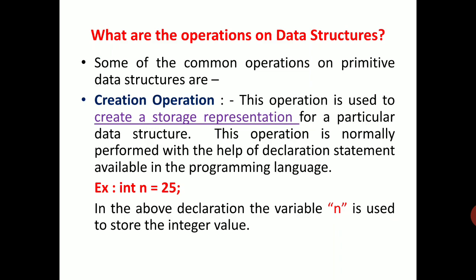The integer takes 2 bytes, the float takes 4 bytes, the long integer takes 4 bytes. These things are already predefined and cannot be changed. So that is the creation operation we can do on primitive data structures. One best example of a primitive data structure is integer. We can use an integer for creating a variable.